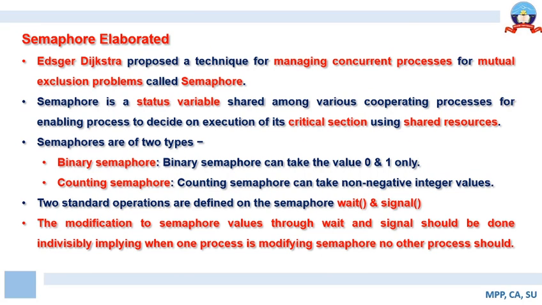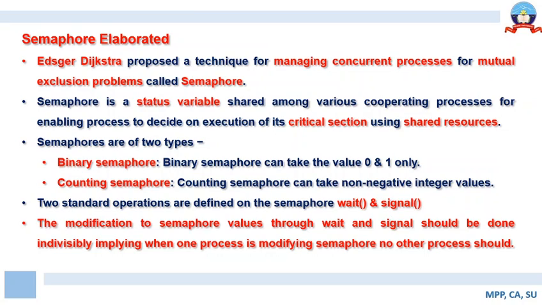The modification to the semaphore values through wait and signal should be done indivisibly. This is very much important. It implies that when one process is modifying the value of the semaphore, no other process in a computer system should be allowed to modify the value of the semaphore. This is called indivisible execution.